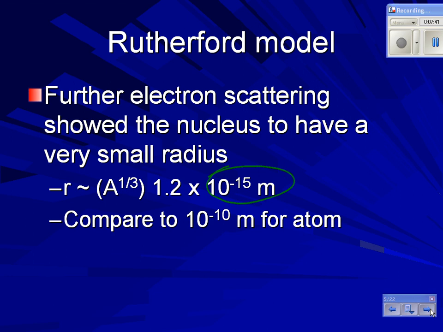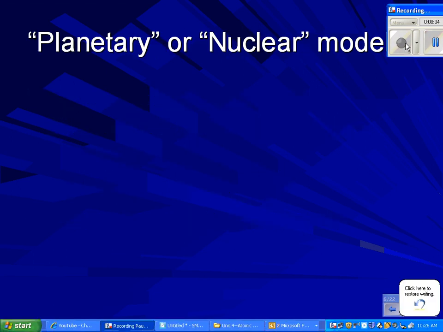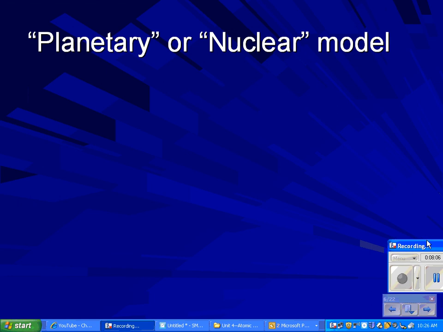Up to that point, they were recognizing that the radius or the diameter of an atom is 10 to the negative 10th. So the nucleus is like 5 orders of magnitude smaller. That's huge. That's on the orders of tens of thousands of times smaller than the atom itself. It is incredibly small.